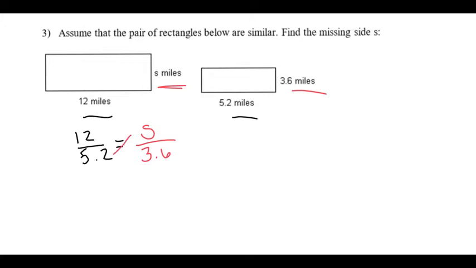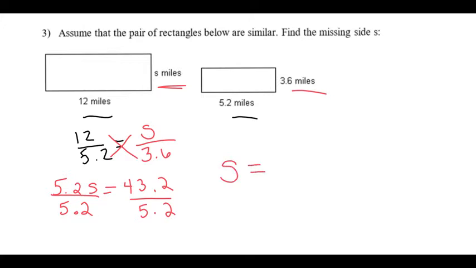And then we just cross multiply. So I will end up with 5.2S, and that is an S. It looks like a number, so if you want to make it an X, you're more than welcome to, so you don't get confused. Then I'm going to do 12 times 3.6, which gives me 43.2. And then I will divide both sides by 5.2. And it gives me S equals 8 31/100.